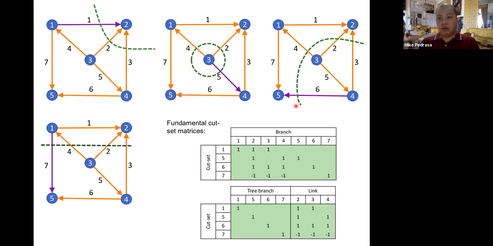Same is true for this cut set. Just figure it out. I want to focus on the 4th one, this cut set here. Branch number 7 is moving from the top side to the bottom side. However, branches 2, 3, and 4 are directed from the bottom to the top. Hence, only branch 7 gets a positive 1 here, and the rest, branches 2, 3, and 4, get a negative 1.